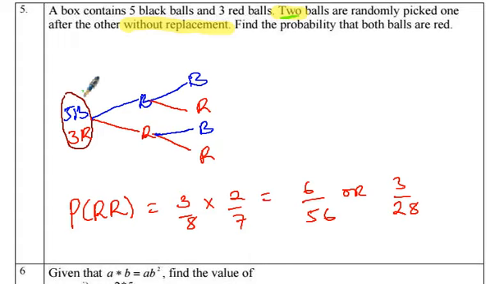If this is our box, we have put there 5 black balls and 3 red ones. I can pick a black one, I can pick a red one, and for the second time I can pick a black one or a red one. Let's consider the first picking. When I'm doing my first picking, in the box I have 8 balls in total. So the probability that I pick a black one is 5 out of 8, whereas the chance that I pick a red one is 3 out of 8.